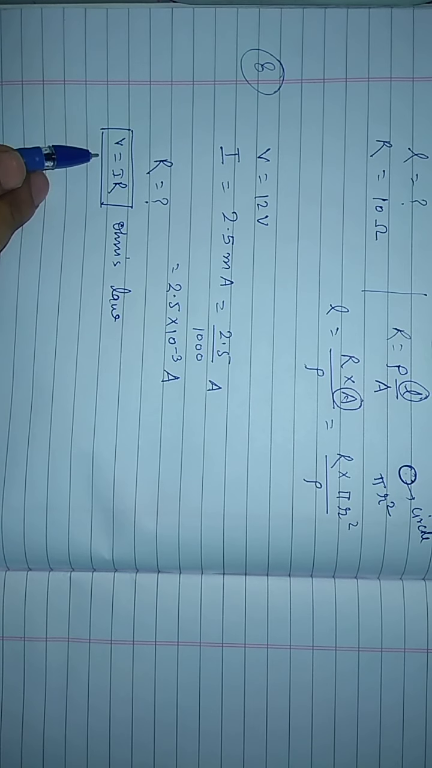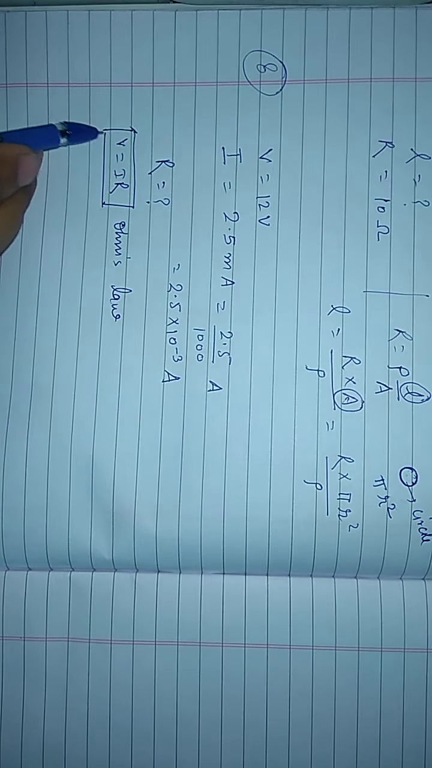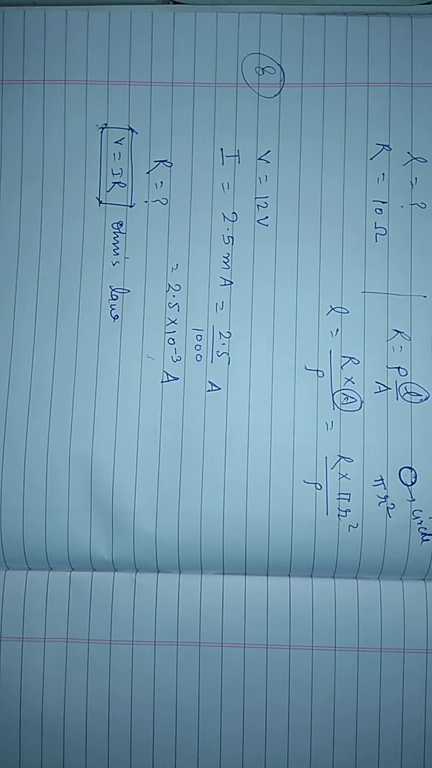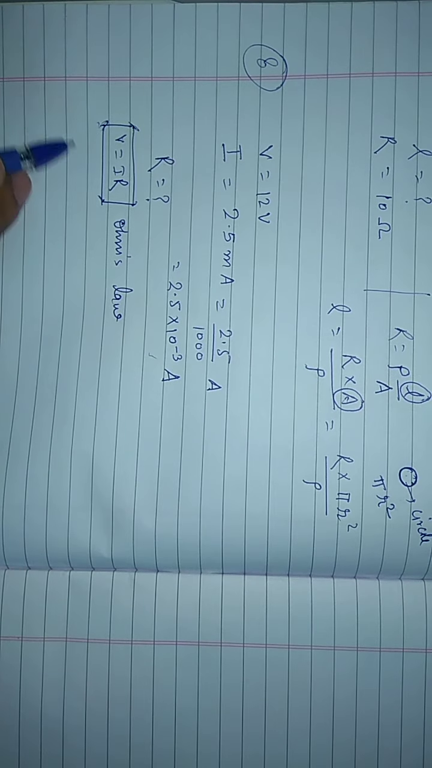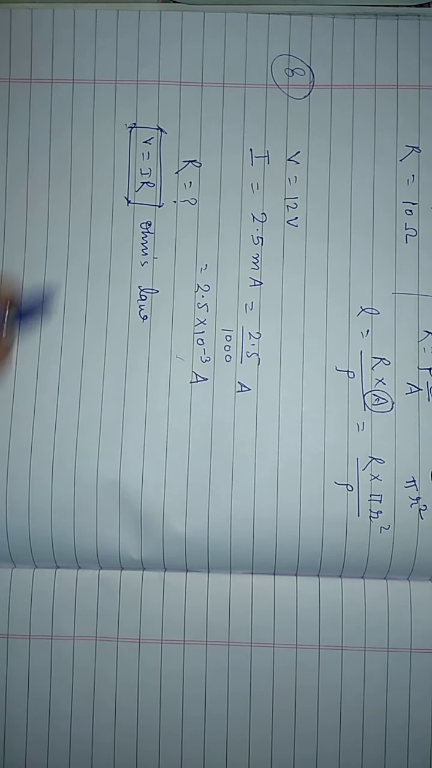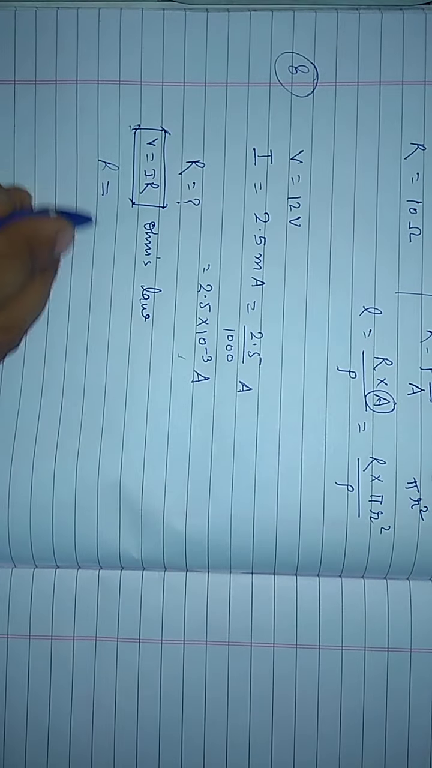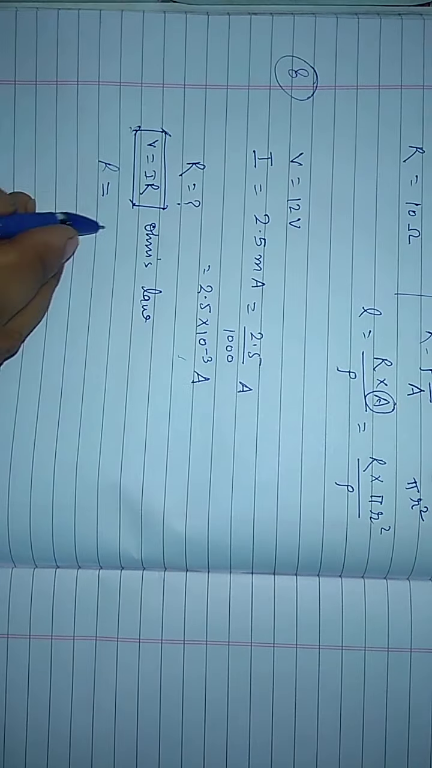Please take care of the presentation, because if you do not write the formula, you will lose half or 1 mark for every question. So please take care of the presentation. Now we have to find R from V equal to IR. Just put R equal to V upon I and calculate the answer.